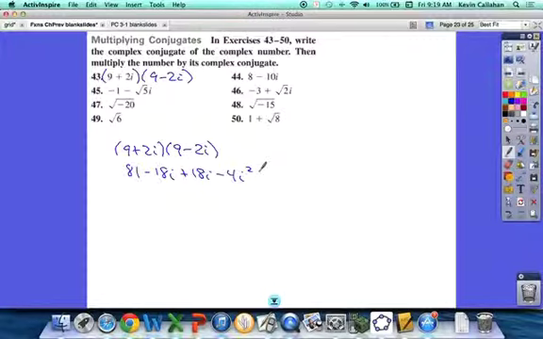But what does i squared equal? Negative 1, right? Remember, i equals the square root of negative 1, so i squared equals negative 1. So we're going to replace that. These cancel, and now this is 81 plus 4, which is 85. But there's no more i's. That's why you find conjugates.